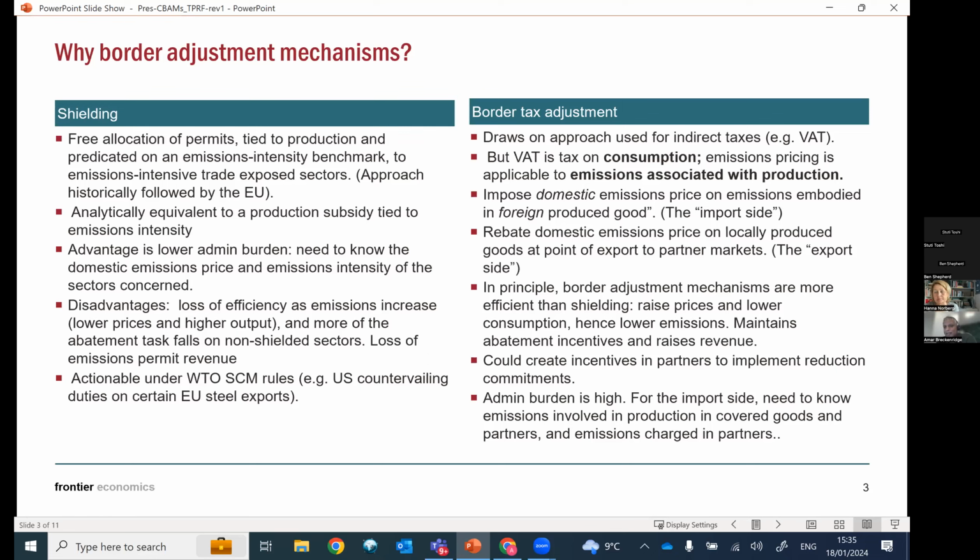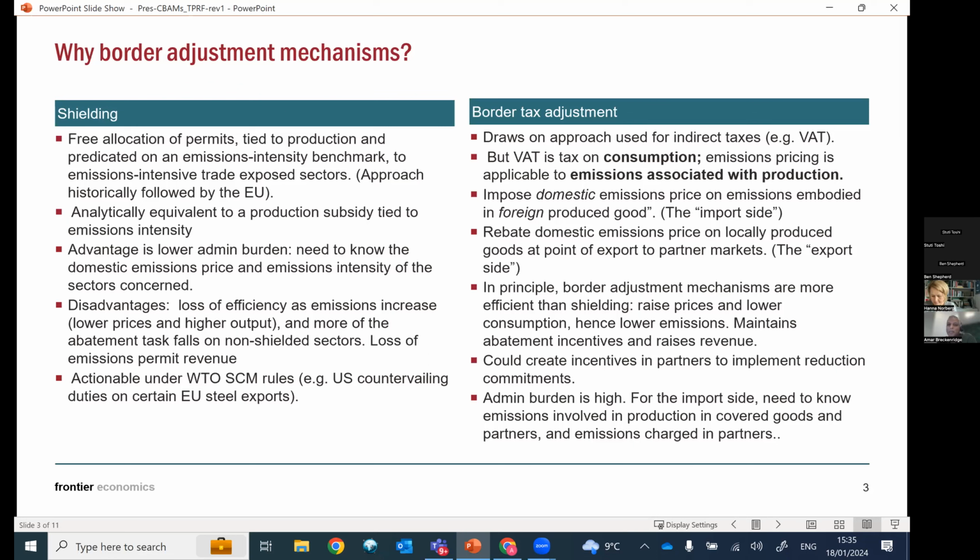At the moment, the EU CBAM has only really defined the import leg, and so most of my presentation will be focused on that. The export leg is yet to be determined, I think mainly because of concerns that arose from the experience of shielding in how you structure the export leg to be compliant with WTO rules and subsidies. Now, why would you have a border tax adjustment rather than a shielding approach?